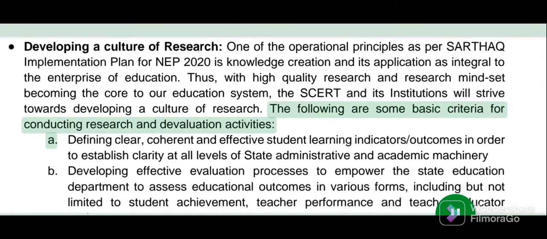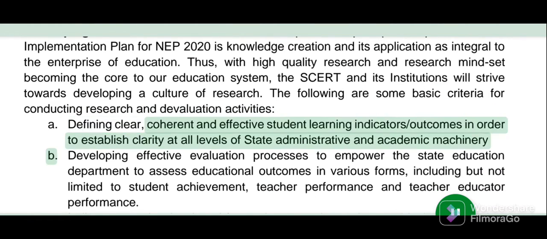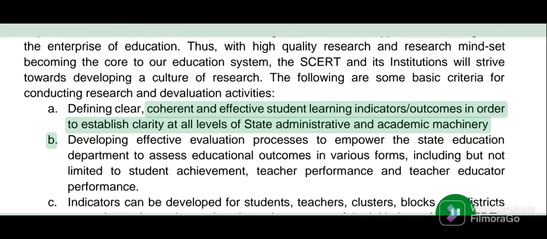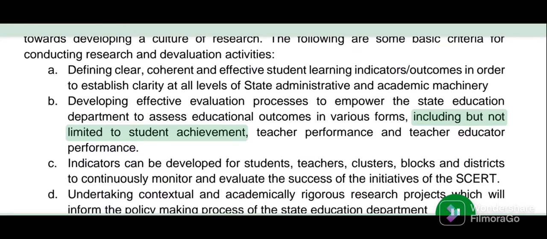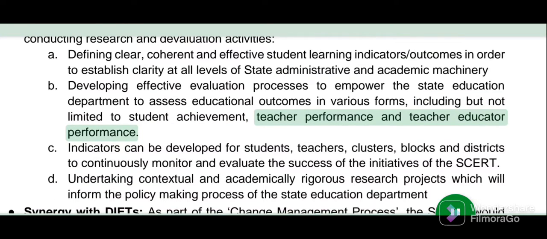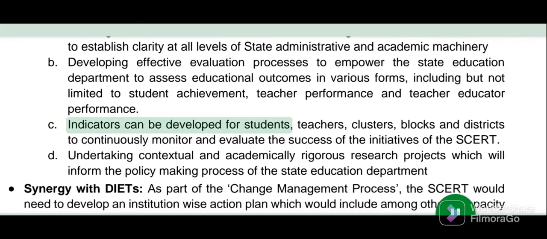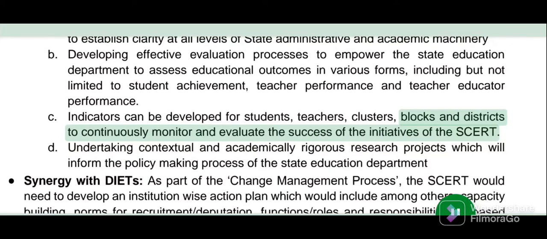The following are some basic criteria for conducting research and evaluation activities. A. Defining clear, coherent and effective student learning indicators and outcomes in order to establish clarity at all levels of state administrative and academic machinery. B. Developing effective evaluation processes to empower the State Education Department to assess educational outcomes in various forms, including but not limited to student achievement, teacher performance and teacher-educator performance. C. Indicators can be developed for students, teachers, clusters, blocks and districts to continuously monitor and evaluate the success of the initiatives of the SCERT.